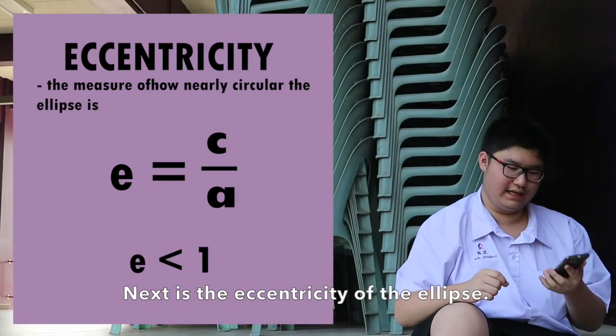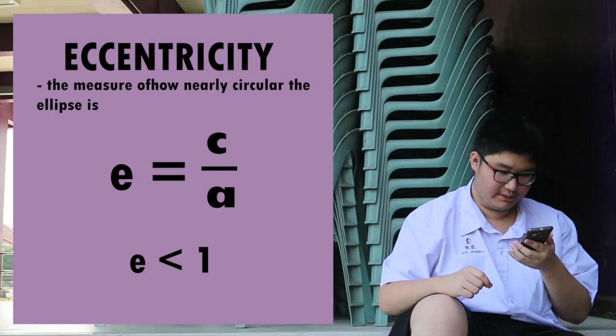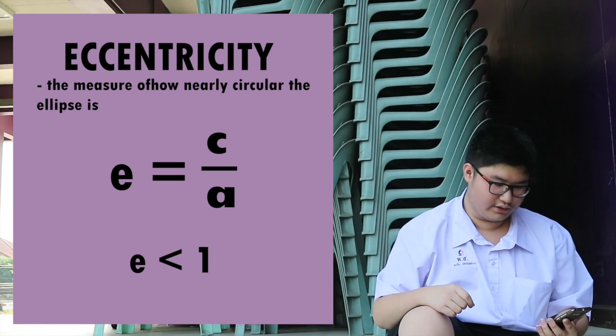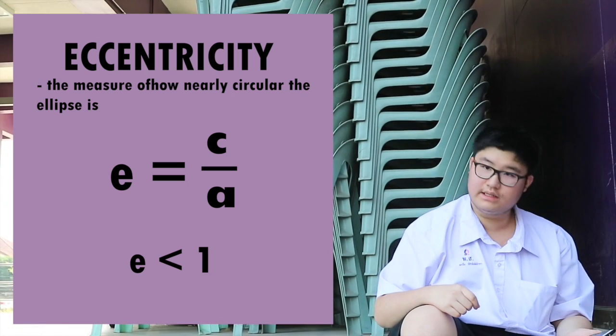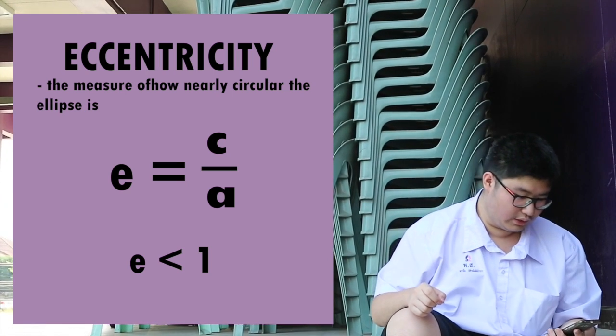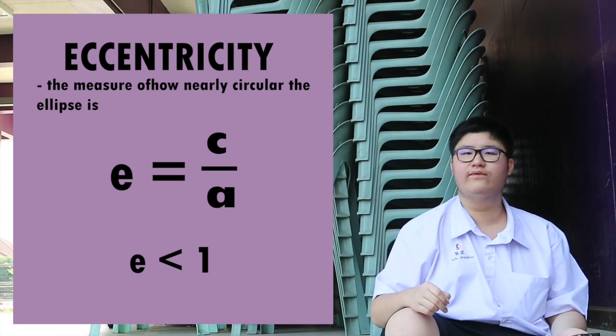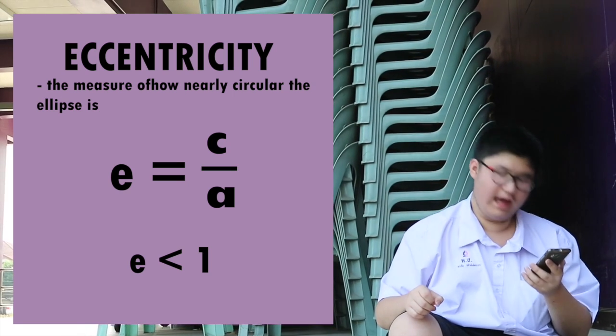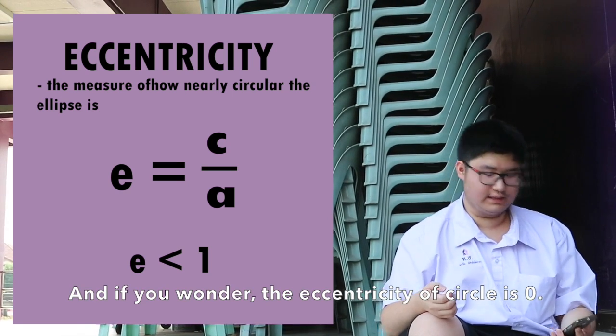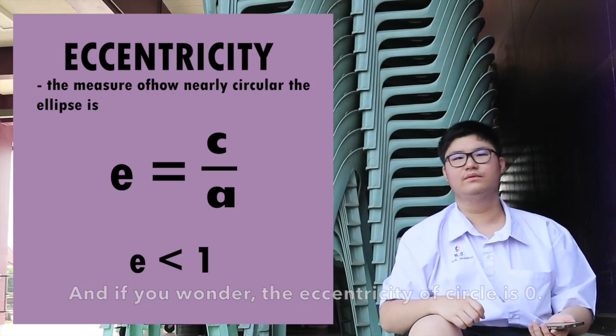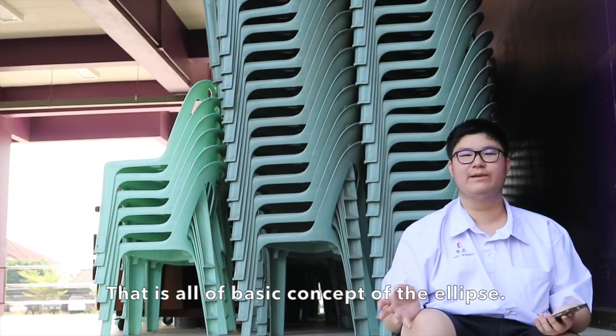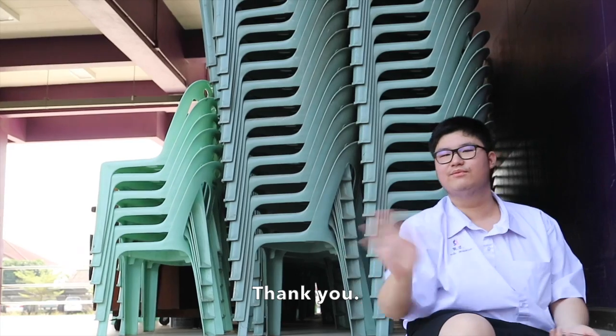Next is the eccentricity of the ellipse. It is the measure of how near circular the ellipse is. Eccentricity e equals c over a, and eccentricity has to be less than 1. The eccentricity of a circle is 0. So that is all of the basic concepts of the ellipse. Thank you.